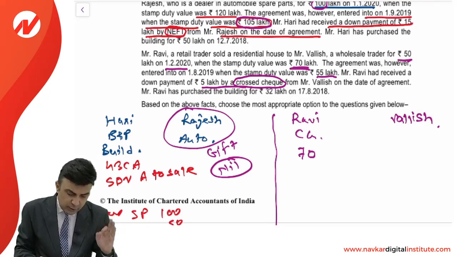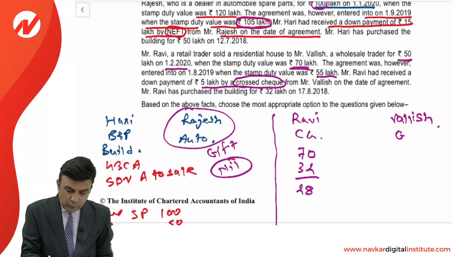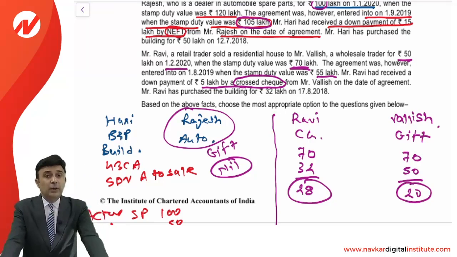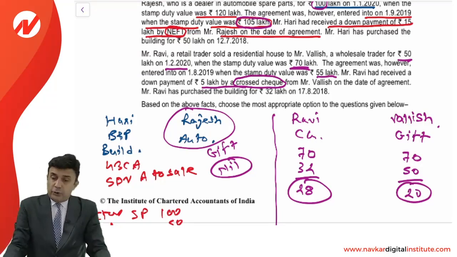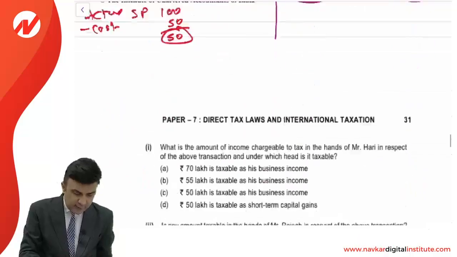Mr. Valis, on the date of agreement to sale, purchased the building at 32 lakh. So his capital gain will be 28, and for Valis the gift taxable is going to be, he got the property at 50, which is having the stamp duty value of 70. So 20 lakh will be taxable as gift. So this is what I have solved. Now let's go to MCQs.